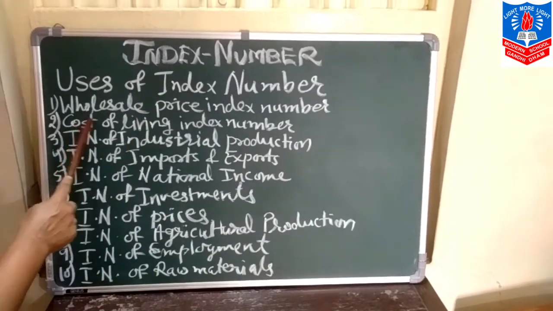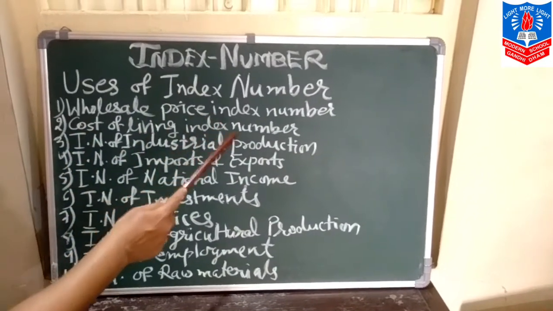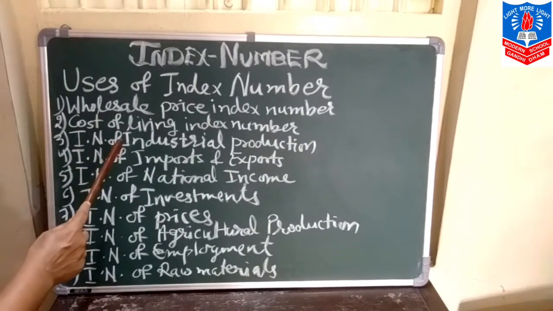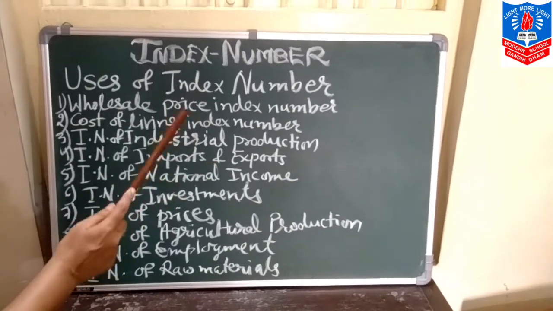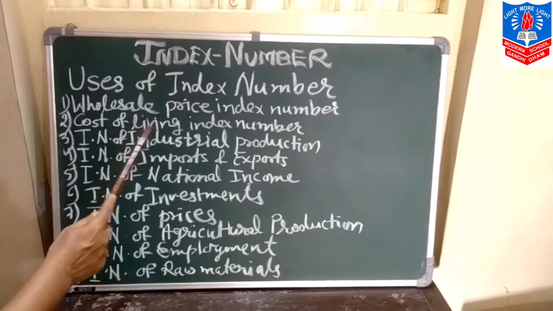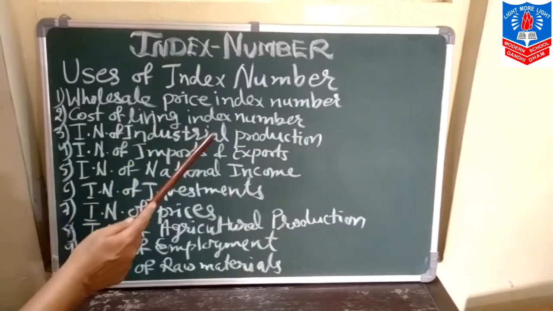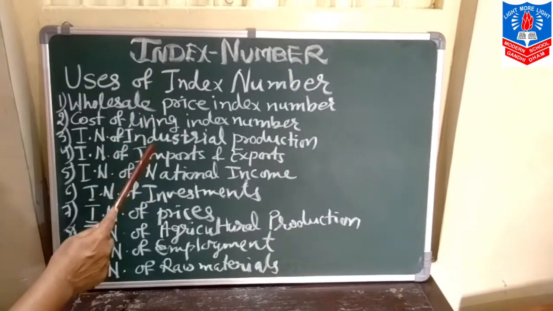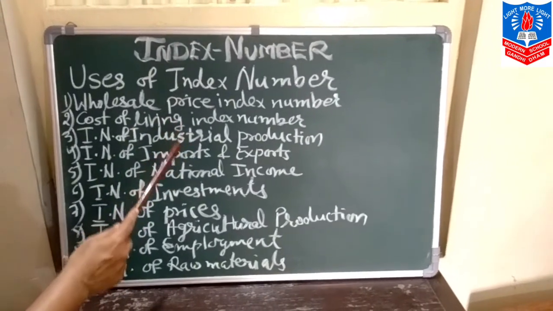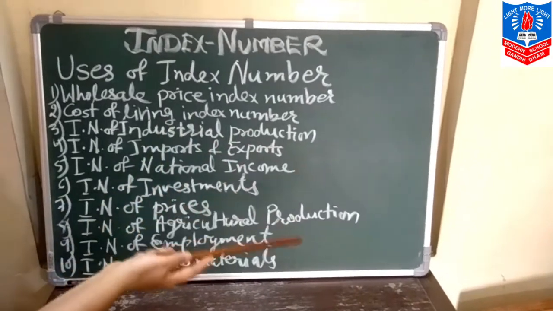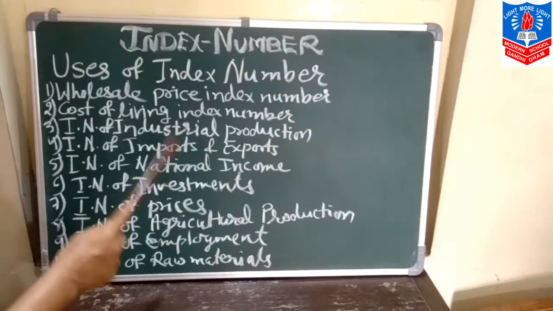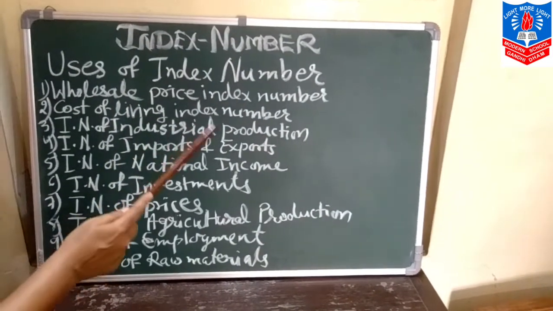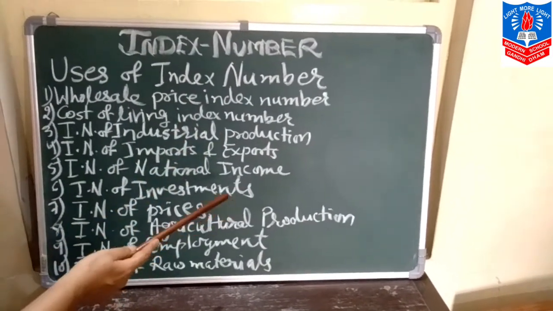Now second, that is cost of living index number. This index number is useful in determining the dearness allowance, that is DA, bonus, etc. for working class people. It is also useful to study the effect of changes in the prices on different classes of people. Even this index number helps the government in deciding taxation policy.